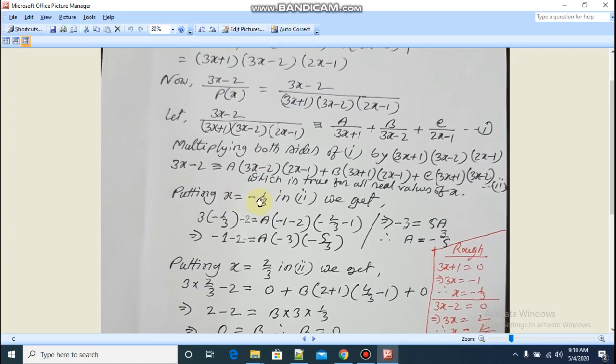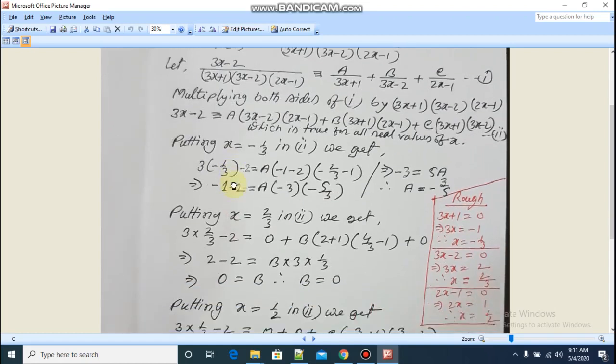Putting x equal minus 1 by 3 in 2, we get this. After putting the value of x, this term becomes 0, because after putting the value of x, this factor is 0. So these two terms become 0. After calculating, we get the value of a is this.